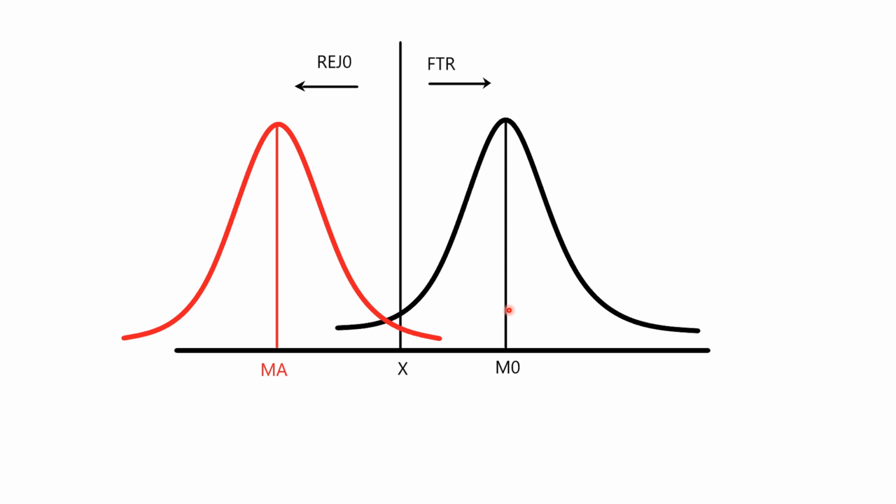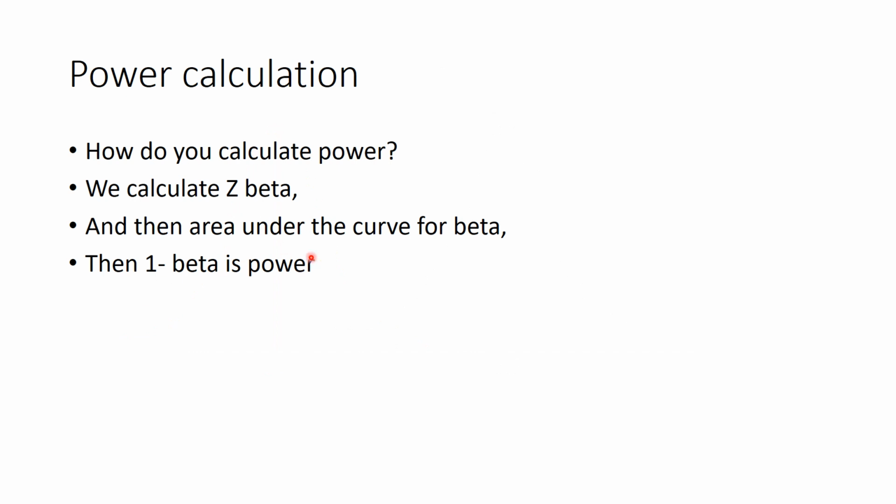Now, in the second part, when we are calculating a power, we are not just talking about our null hypothesis, we are talking about an alternative hypothesis. How do we do that power calculation? We calculate the Z beta, and then we estimate the area under the curve for beta, and then 1 minus that area, 1 minus beta, is power. This is our framework for calculating power.